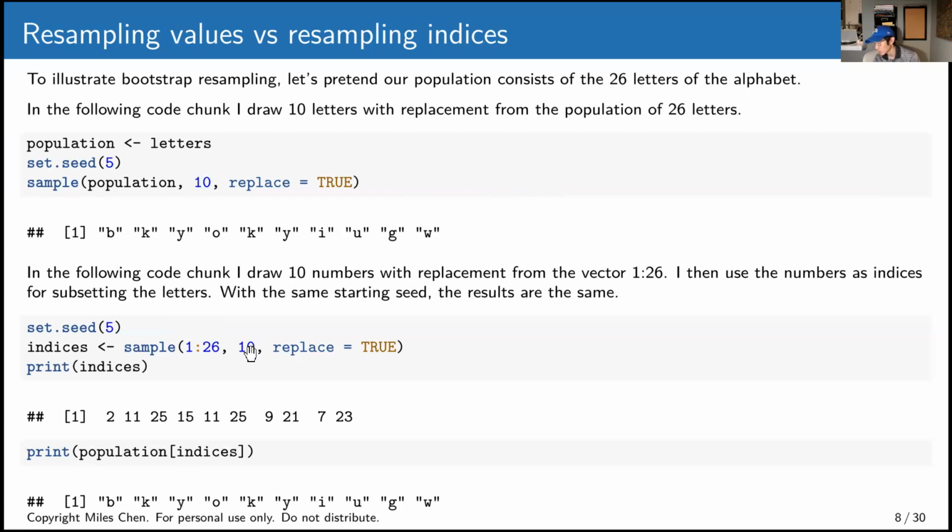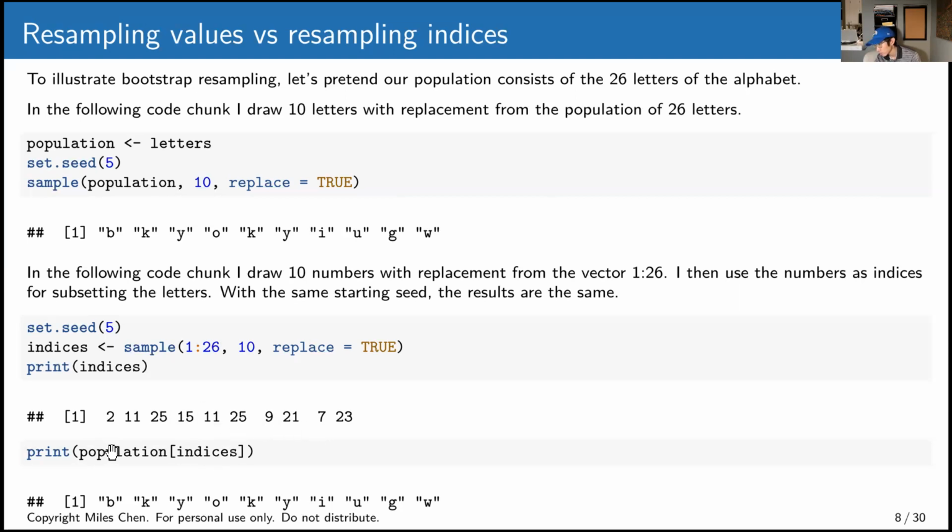And here we're going to sample the numbers 1 through 26. We're going to select 10 of them with replacement. If I use the same seed, set.seed 5, and I sample the numbers 1 through 26, 10 of them with replacement, I get back these values: 2, 11, 25, 15, 11, 25, 9, 21, 7, and 23.